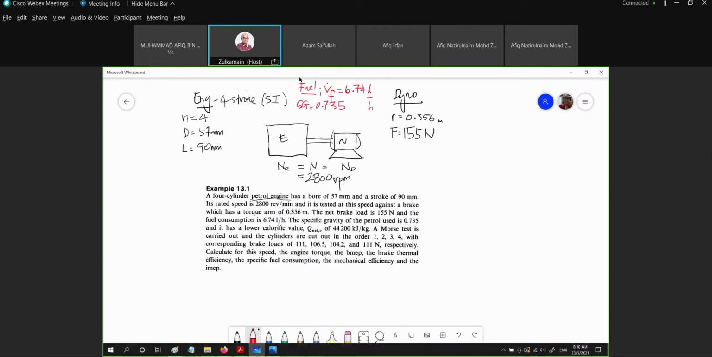Okay, and then given the QV ataupun Q calorific value, so saya tunjukkan sini Q calorific value, diberikan sebagai 44,200 kilojoule for every kilogram of fuel, the energy content of the fuel. So that is the data for the fuel.